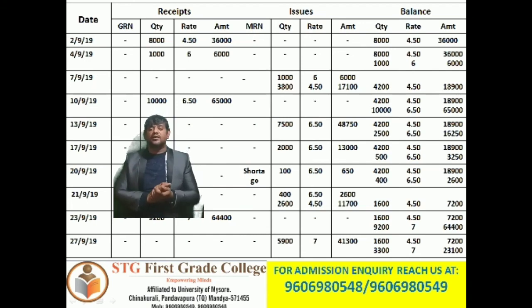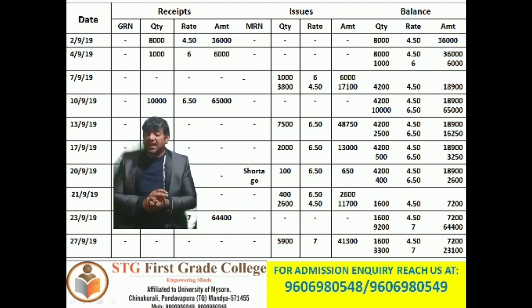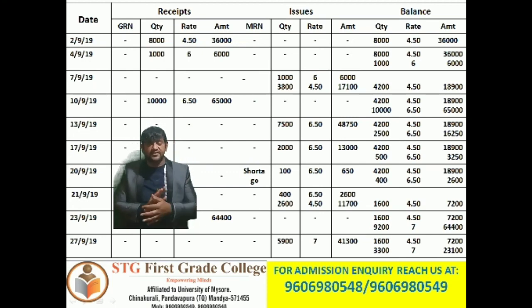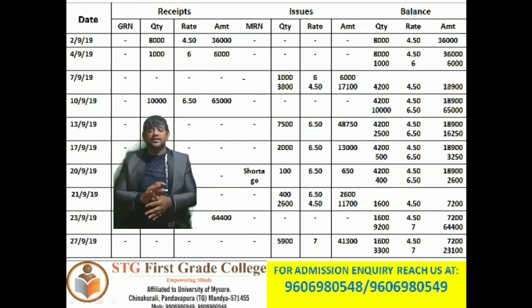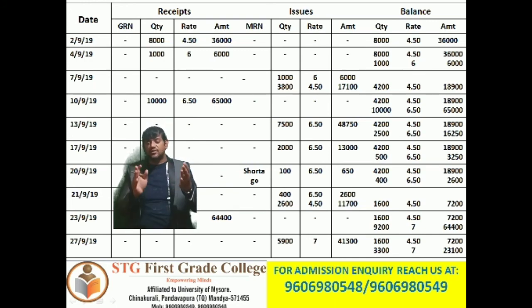If you total the quantity, you are going to get 4,900 units closing stock. The rate we are not calculating, we are not finding the total of the rate, because the rate differs from one date to another. The balance amount we can total: 7,200 plus 23,100 is 30,300 rupees. So 4,900 units with a value of 30,300 rupees is the closing stock.